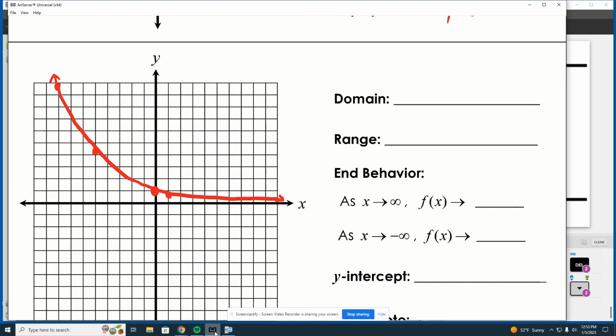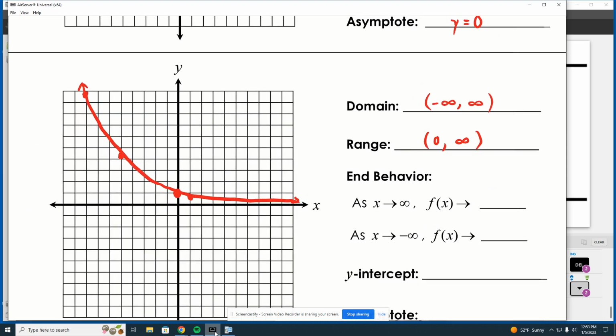Domain. Left and right forever. Now, a lot of people struggle with the range because they think this is decay. But what can this not go below? But what does it do upward? Okay, even though it's decay, it's still from 0 and up. Okay, because we're looking at what y can equal.